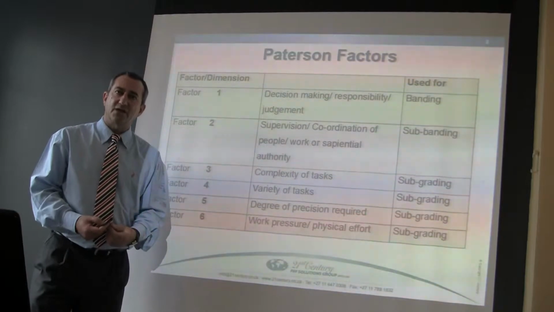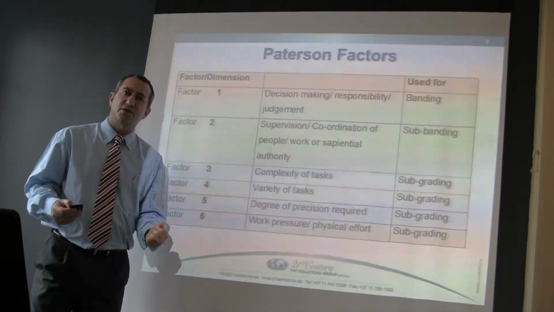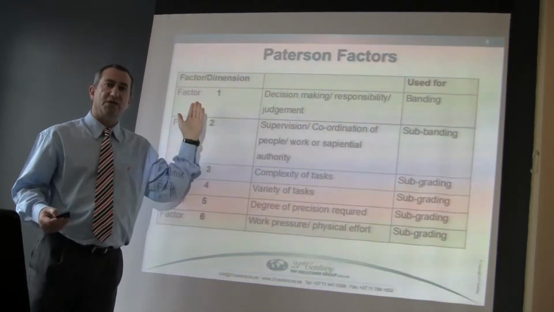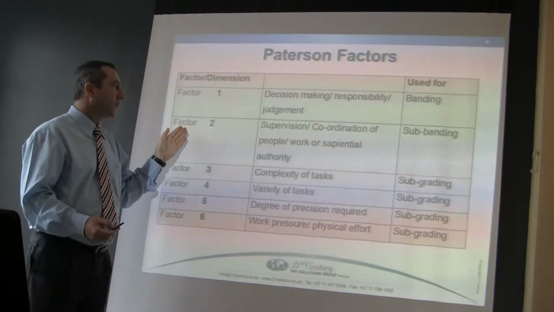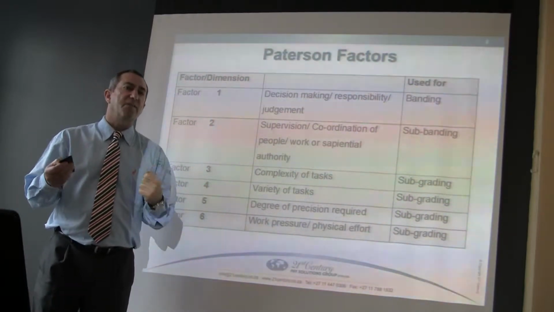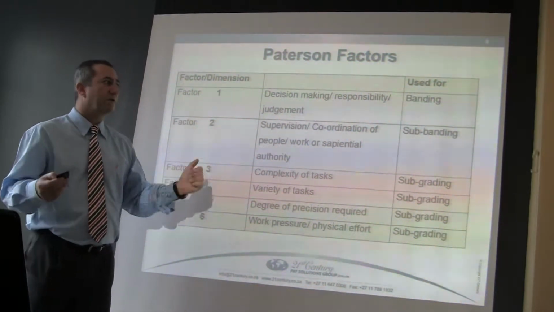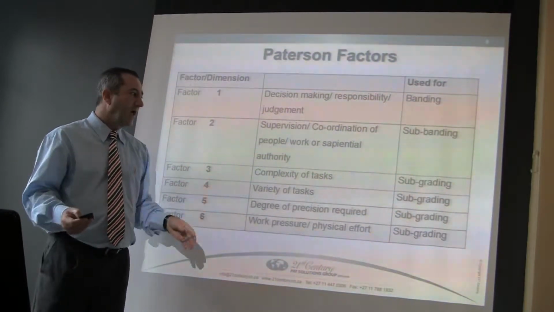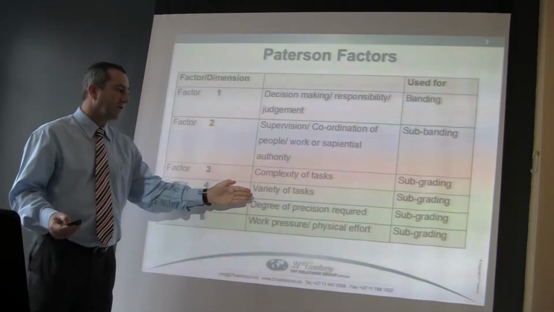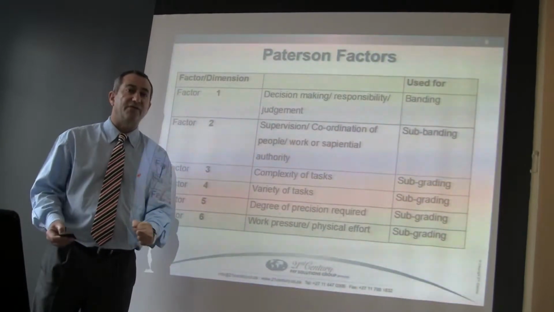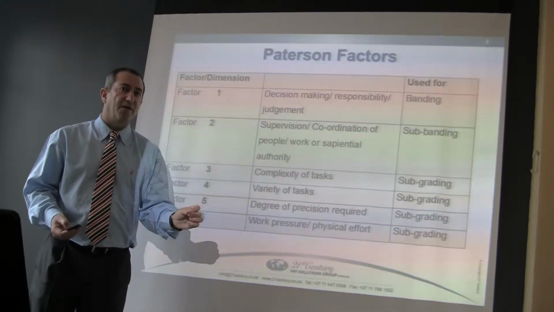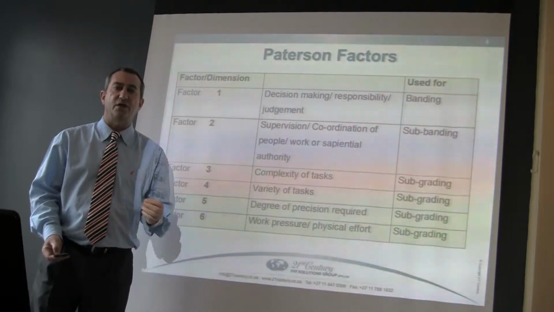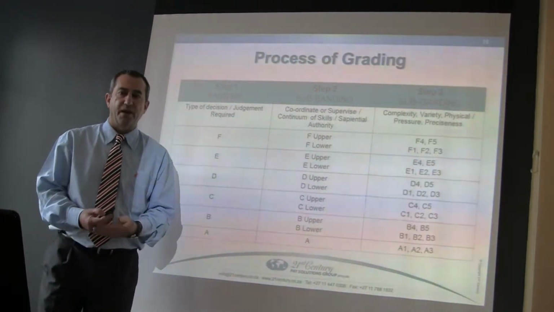So the factors that get used to finalize and come to a grade is decision making or responsibility or judgment helps you get to a band. Whether you supervise work in the same area as you or sapiential authority gets you into a sub-band, and there we refer to an upper or a lower. And then complexity, variety, degree of supervision, and physical effort gets you to the final grade. So six factors are used to get to a final grade if you're going to implement the full system.